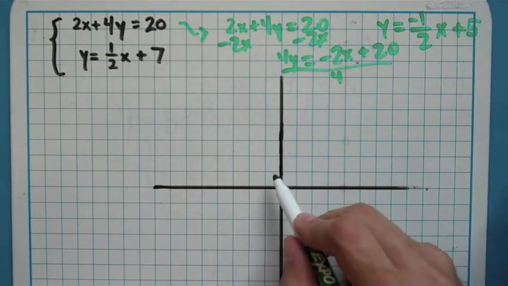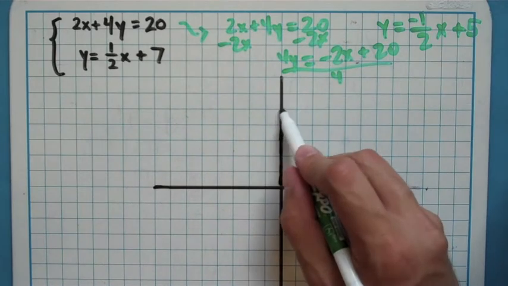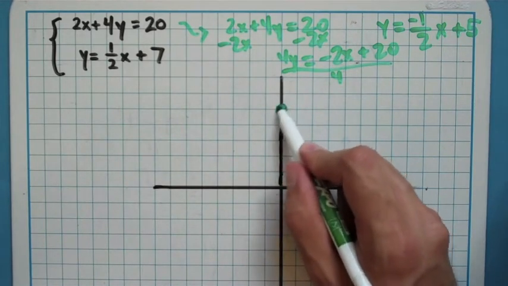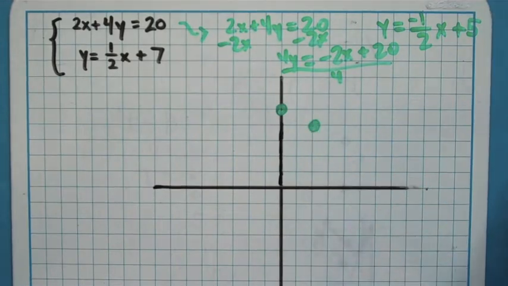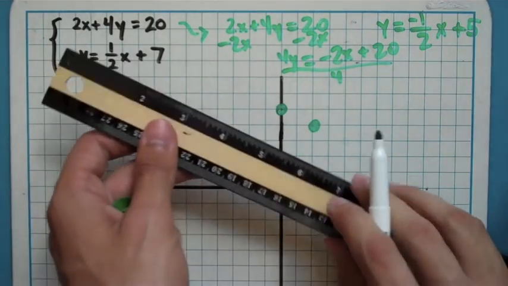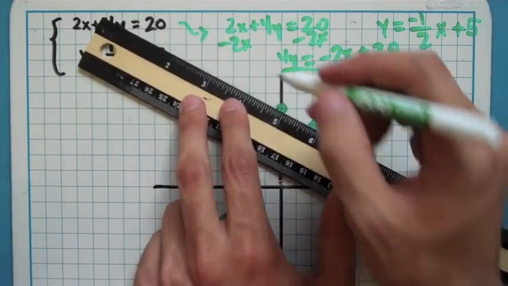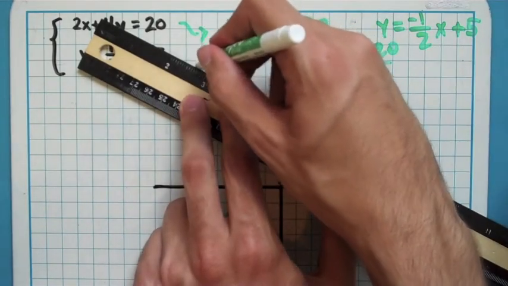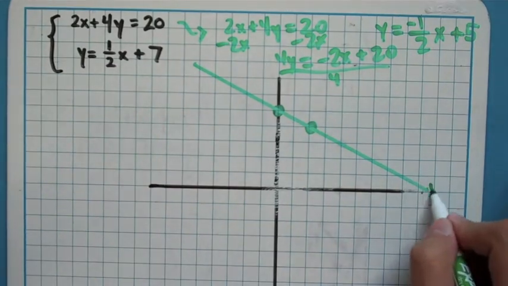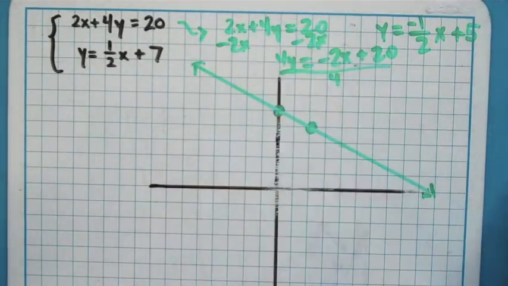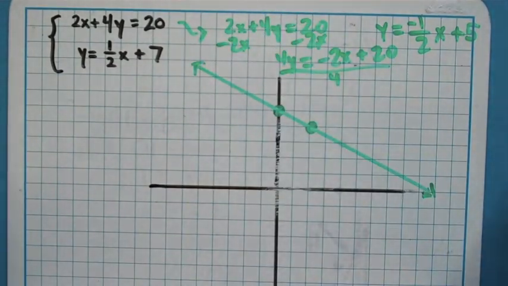So I'm going to go ahead and graph that. 1, 2, 3, 4, 5 is right there. I'm going to go down 1 over 2 because that's my slope. And let me get my ruler out again. That'll be my first equation right here. So, I've got my first one graphed. I'm just going to graph the second one now, and then we'll see where they cross.